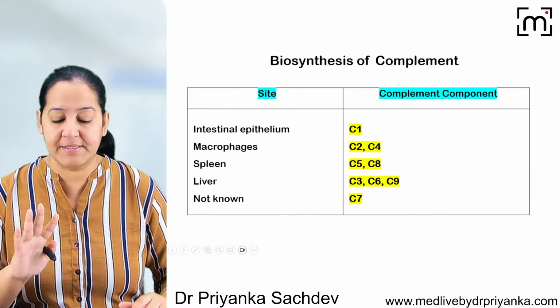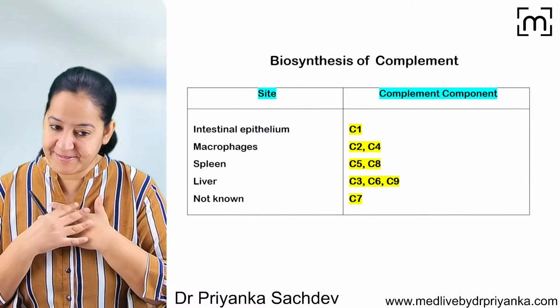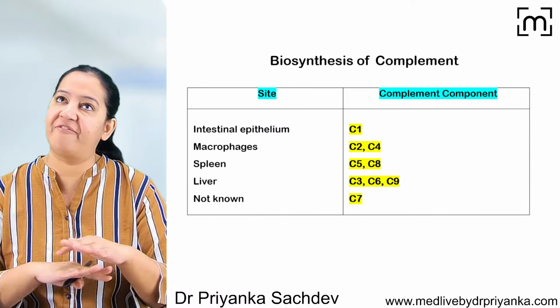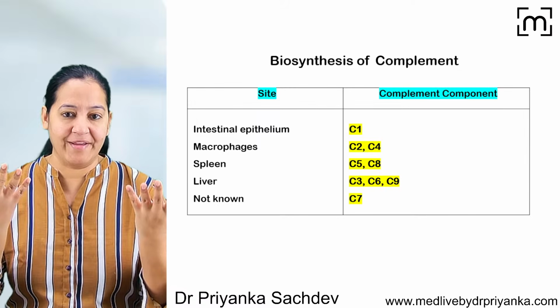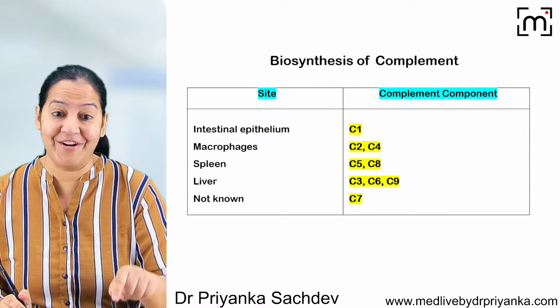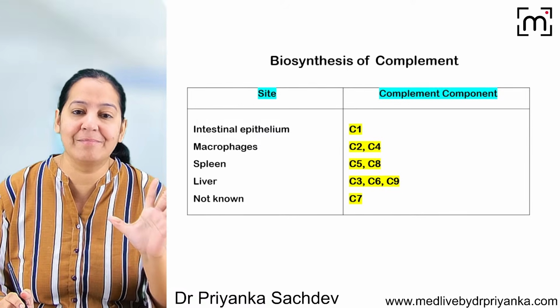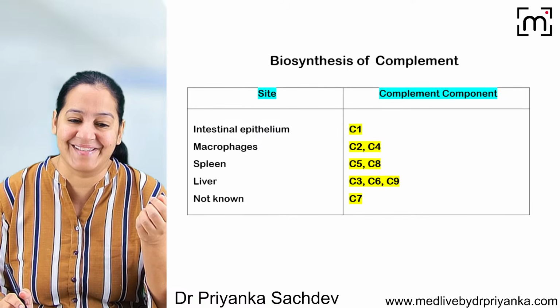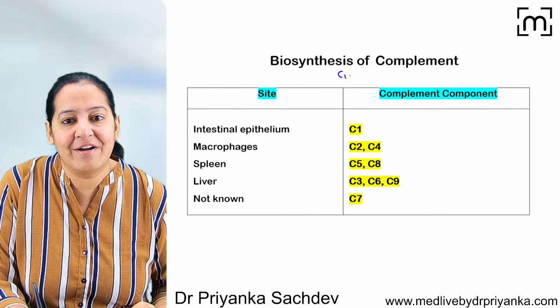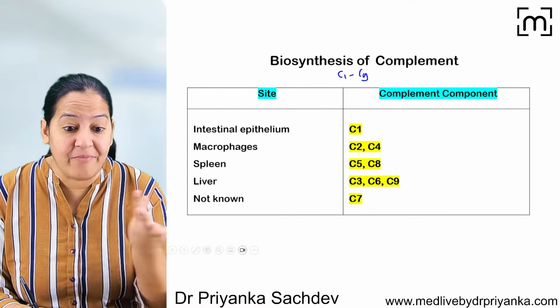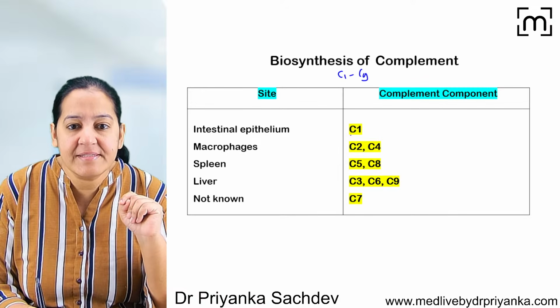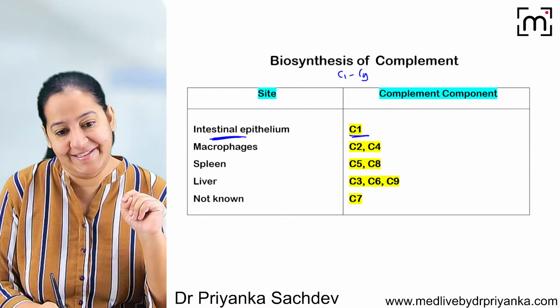Okay, now we have understood this. Now in total they are 9. They are present in my blood, in your blood, in every human being. Where do they get synthesized in our body? Tell me the organ. The organs are different. Sometimes you can get simple MCQs: where do they get synthesized? There are total 9, C1 to C9, and we will see each of them. C1 is synthesized in the human intestine.